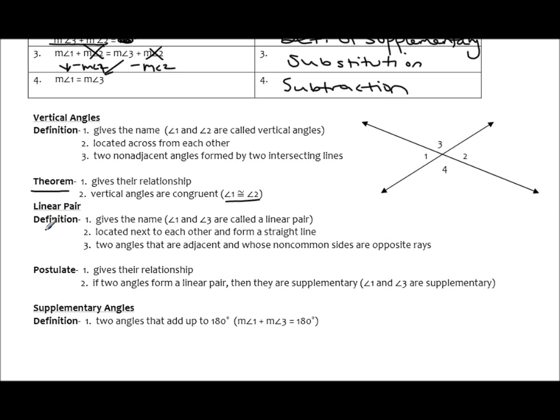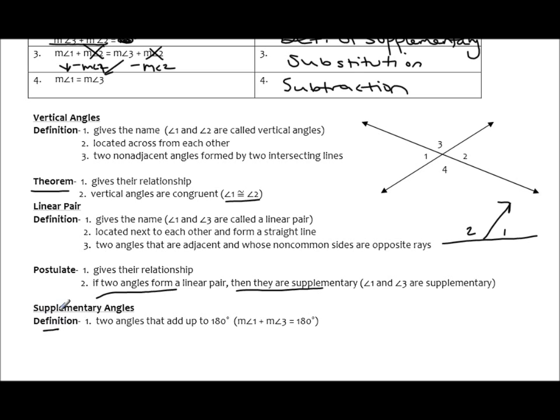So when we go to linear pairs, same thing. If I'm given a pair of angles that are linear, I can say angle 1 and 2 are linear. That would be the definition of linear pair. If I say that two angles are located next to each other, form a straight line, once again I would say that's the definition. But if I actually give the relationship, if I say that angle 1 and 2 are supplementary, or angle 1 and 3 are supplementary, then I'm using the postulate or the theorem.